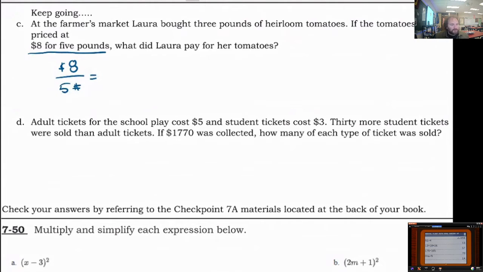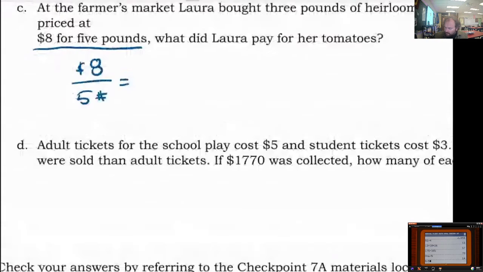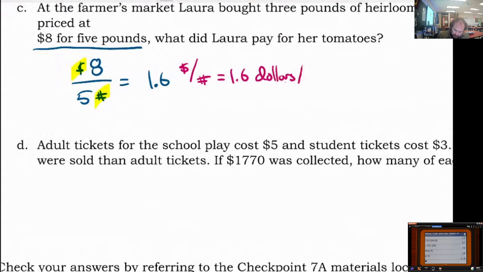I'm using the dollar symbol and the pound symbol here. The reason why I'm doing that is because when I divide 8 by 5, I get 1.6. But the number is less important than the unit. This is dollars divided by pounds. In other words, that's dollars per pound. Or if I spell it out, $1.6 per pound. So what we're looking for is what's called a unit rate, which I remember teaching in middle school a long time ago. We're looking for how much money it is for 1 pound of tomatoes.